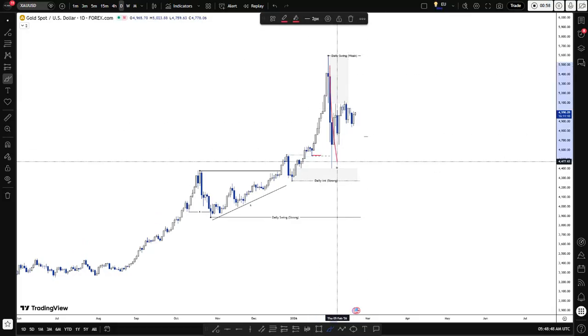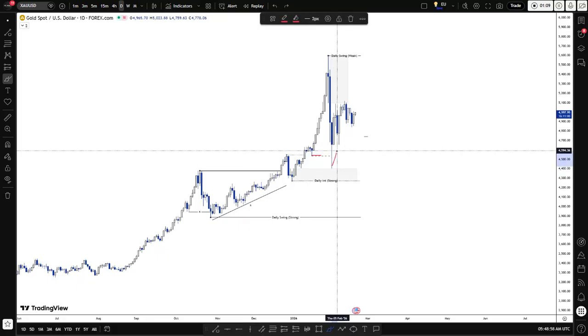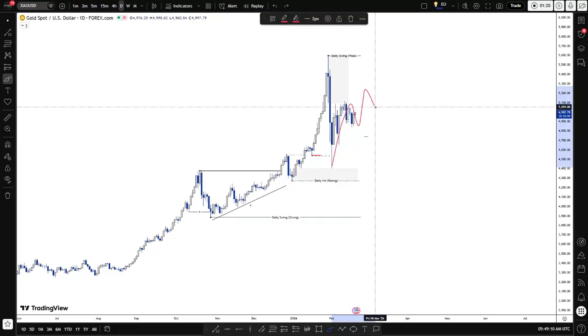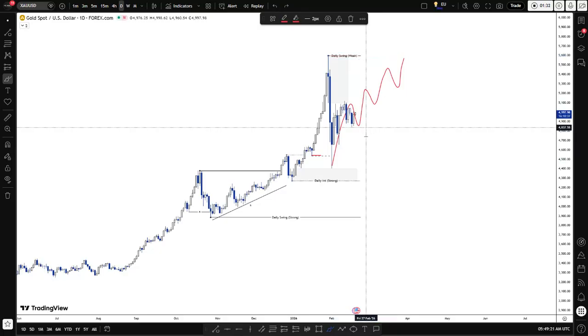Price pulled back and tapped into this internal range, and after the mitigation of the internal range, you can see this huge weak reaction. This reaction could be either a pullback for this supply which we have had, or it could be the end of the swing pullback, and price could now likely target the weak swing high.